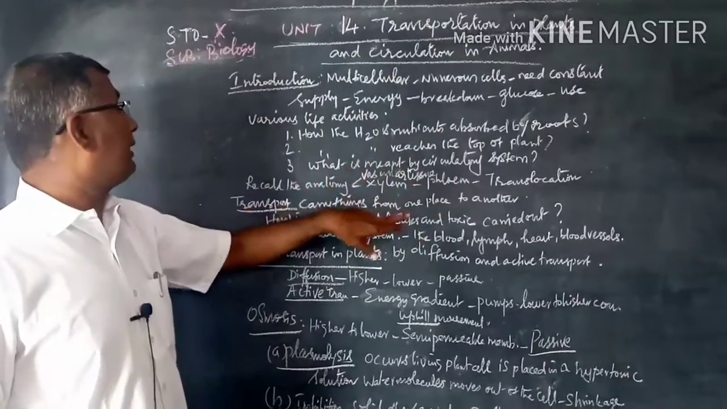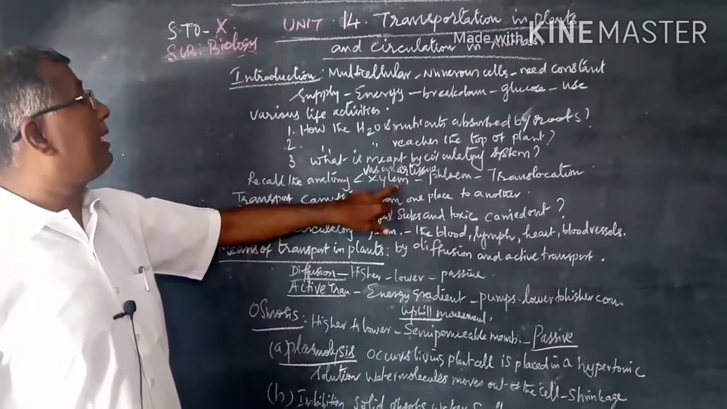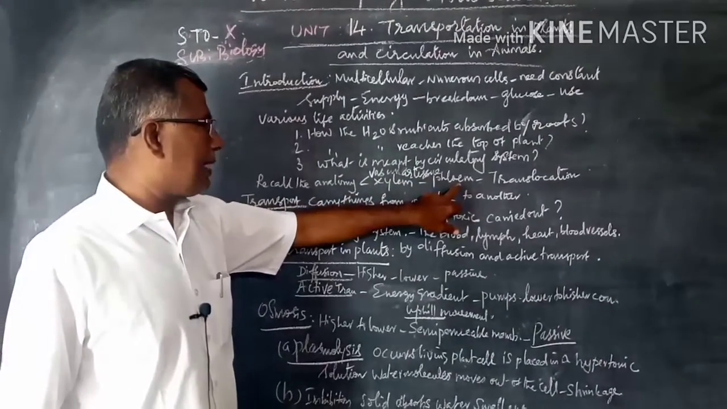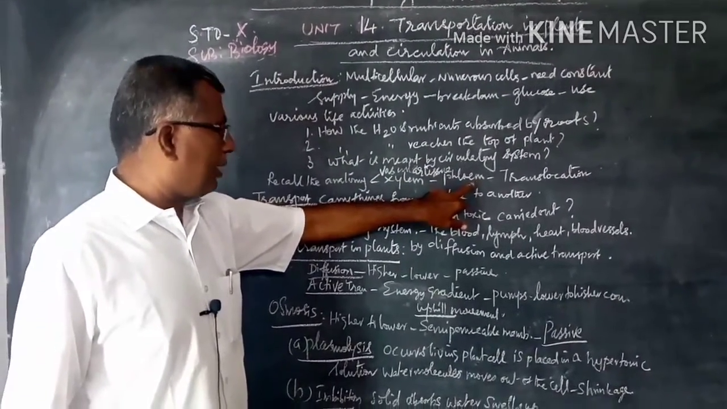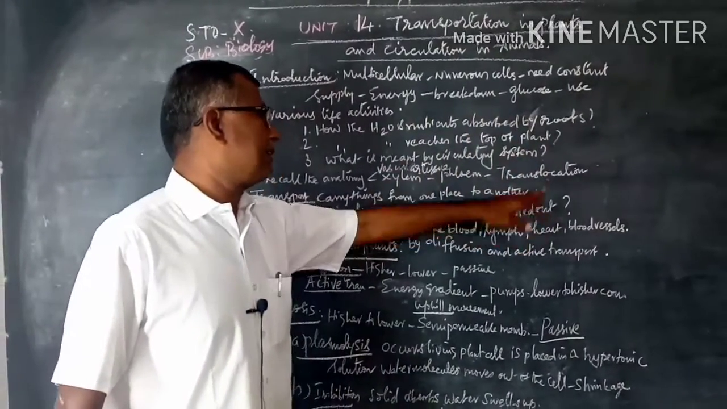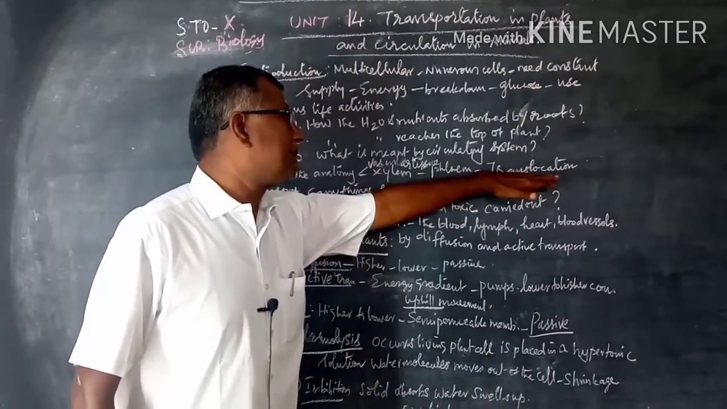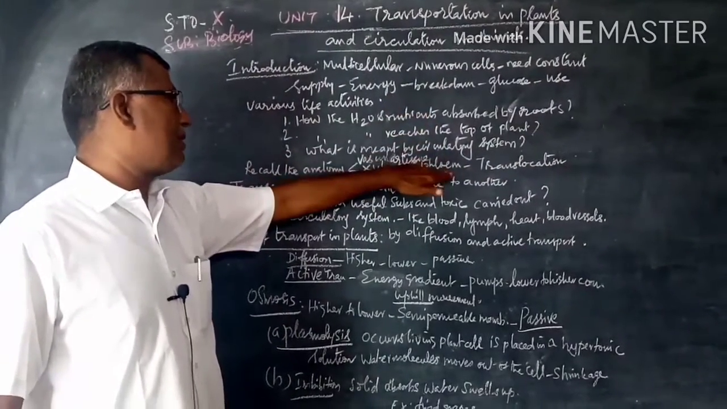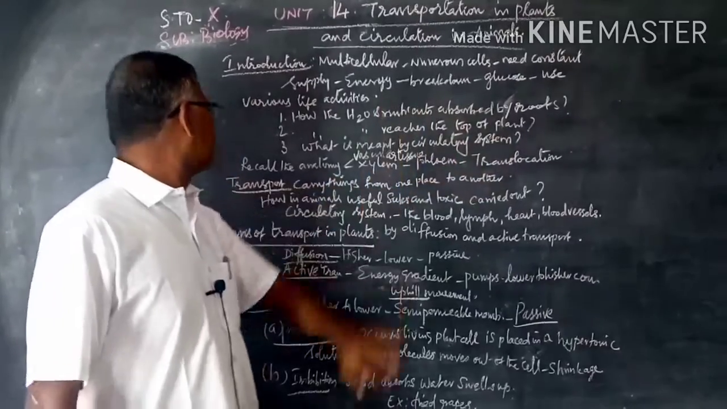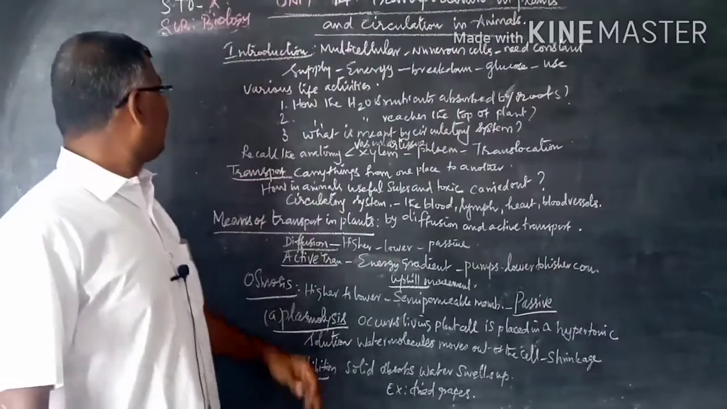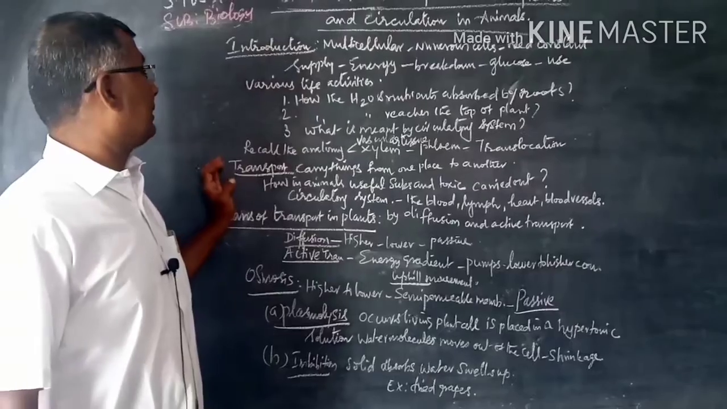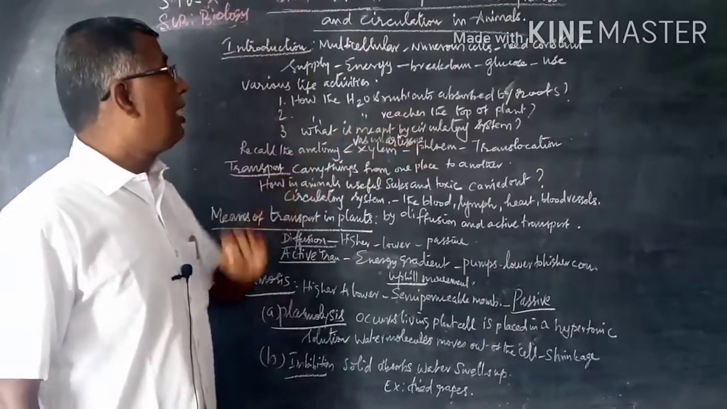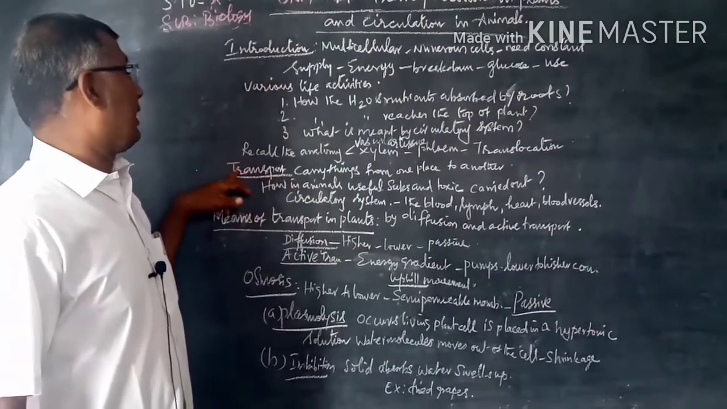So the water is absorbed from the root hairs into the xylem. Then the food is transported by the phloem by means of translocation. That is, the food is transferred from the leaf to the various tissues by means of phloem. That's why it is called translocation. Understand? What is called transportation? Transportation means carrying things from one place to another place. We call it transport.